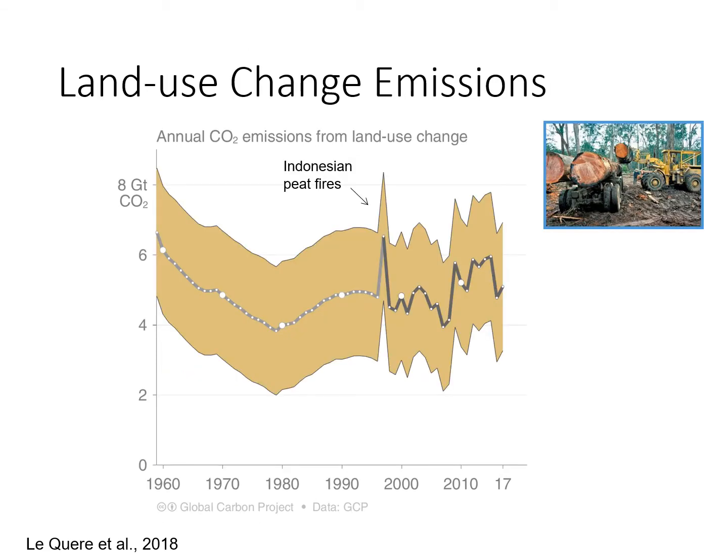This slide shows how emissions from land use change or deforestation have varied from 1960 to 2017. There really is no clear trend in the data. The tan band shows the uncertainty in our estimates, which are relatively large.